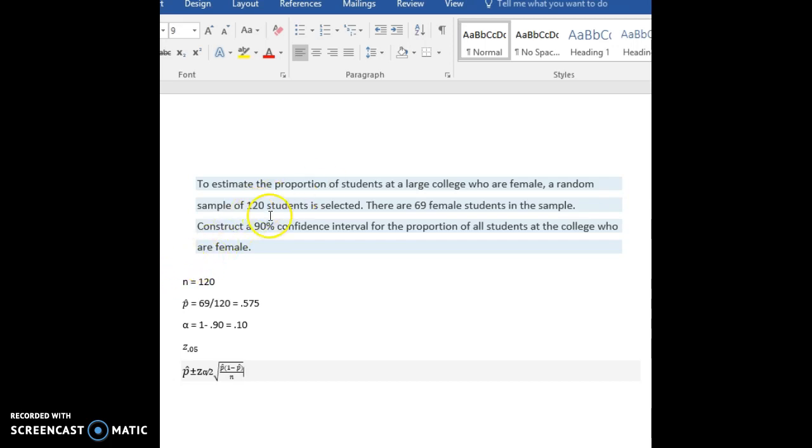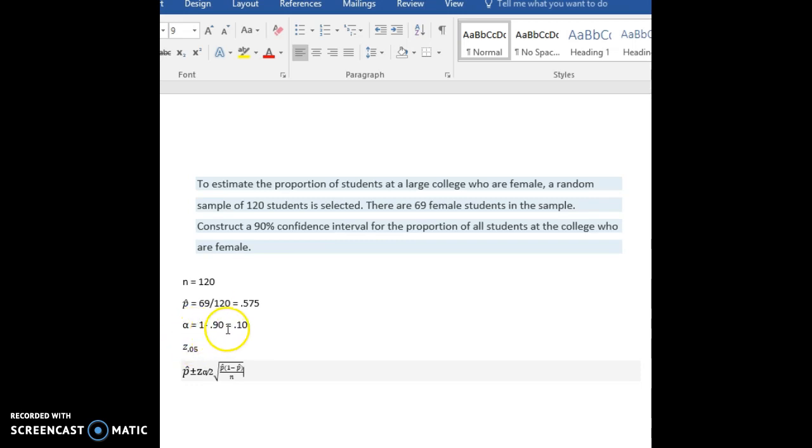Now let's notice this is 120 students in the sample, so it's a large sample, meaning that we're going to use our z-chart again. So we're going to go away from the t-chart we had last time and back to the z-chart. To find a proportion, we take the number of females found in the sample over the total number of students sampled. So 69 divided by 120, which gives us 0.575.